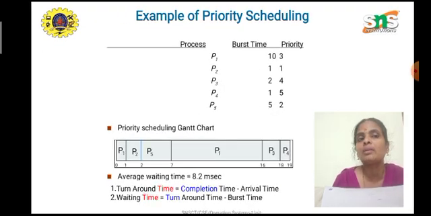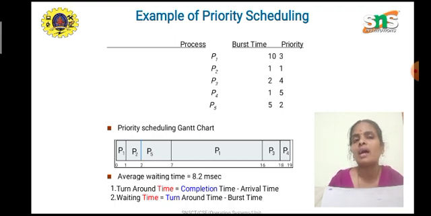This is an example of priority scheduling, where in the previous scheduling we had only the process name with the burst time, and in some cases the arrival time. And here in priority scheduling, there is a mandatory requirement for a priority number for each and every process. So here we have 5 processes, P1 to P5, and the burst time is given. Along with each process, we have given the priority number. So P1 has priority 3, and P2 has priority 1.